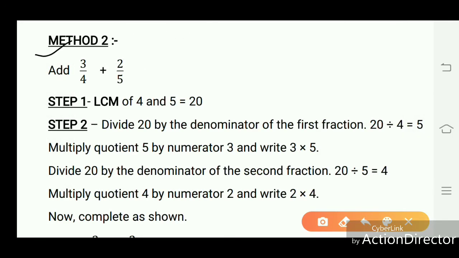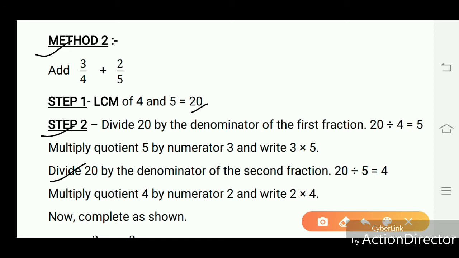Method number 2. Add 3/4 plus 2/5. We add the same numbers with the other method, and this method is known as the LCM method. First we take the LCM of 4 and 5 and we get 20. Step 2. Divide 20 by the denominator of the first fraction. 20 divided by 4 equals 5, and multiply the quotient 5 by numerator 3, and write 3 into 5.